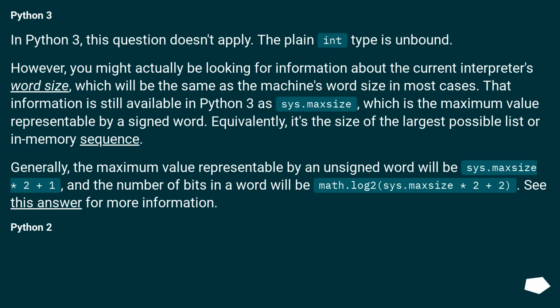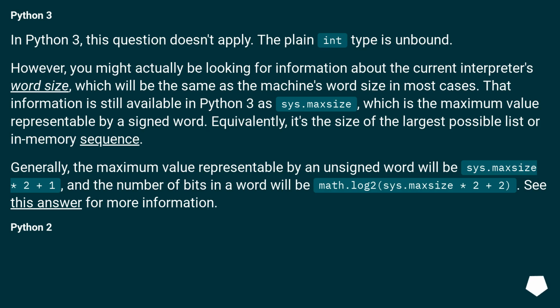Generally, the maximum value representable by an unsigned word will be sys.maxsize * 2 + 1, and the number of bits in a word will be math.log2(sys.maxsize * 2 + 2). See this answer for more information.